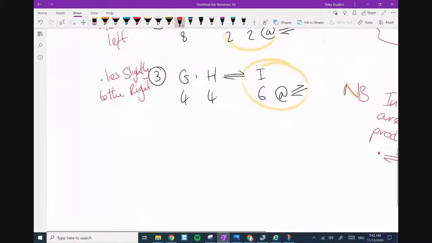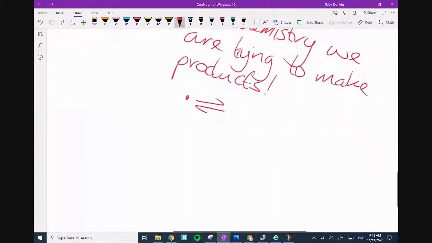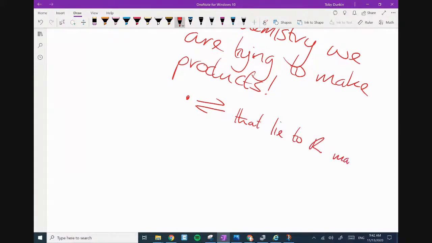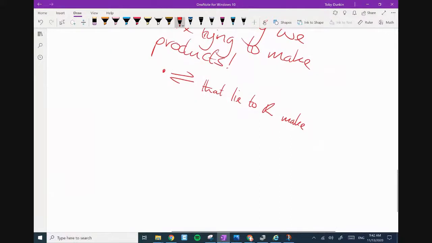What did I actually put? How did I put it? Lies. Yeah, okay. Equilibriums that lie to the right make more products.